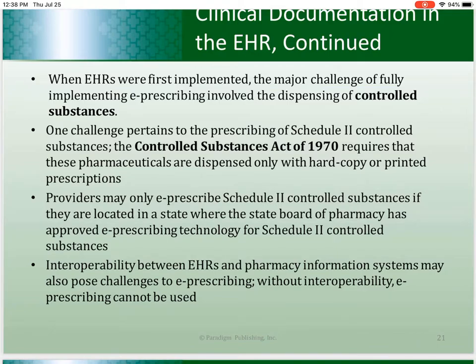In August 2015, Vermont became the final state to permit e-prescribing for all medications, including all controlled substances. So prior to August of 2015, Vermont was the last state in the U.S. that would actually allow e-prescriptions for those controlled substances. Otherwise, you had to have a written prescription or a printed off prescription to actually get those filled.